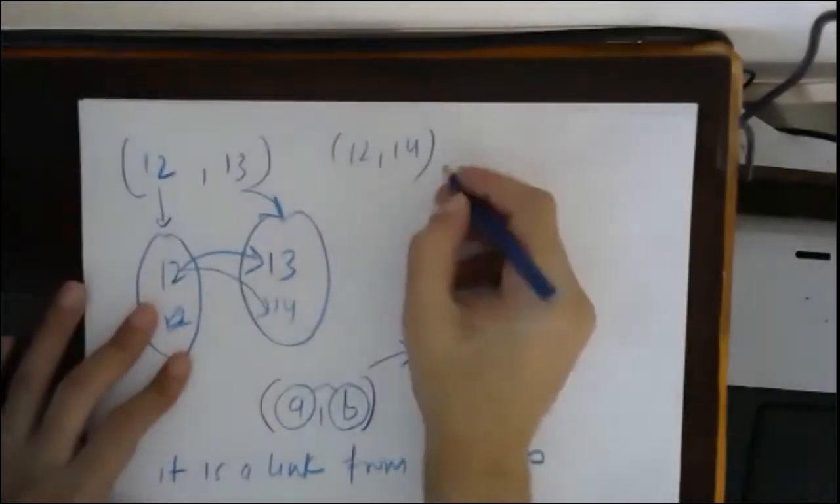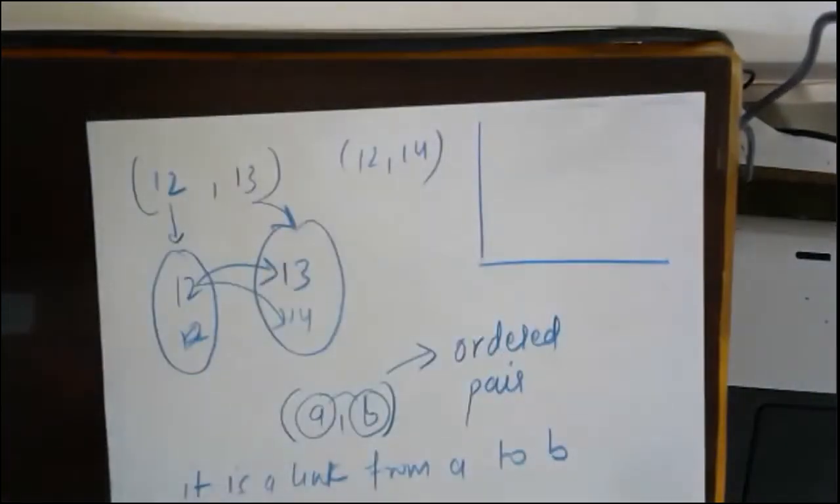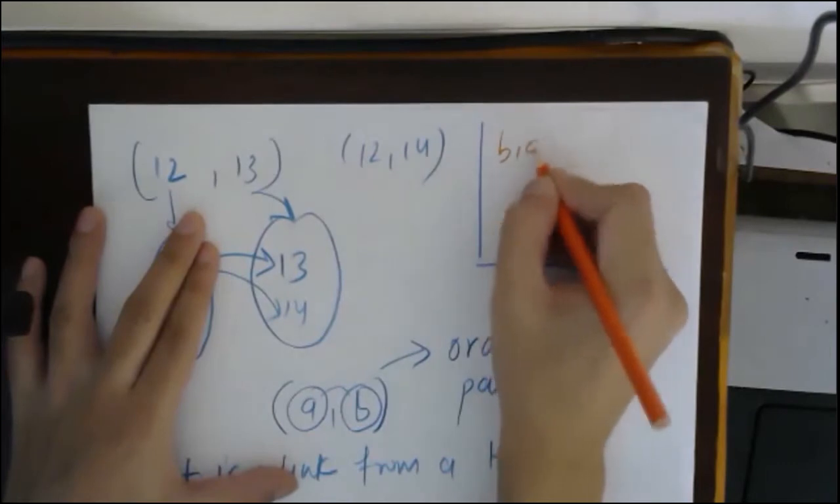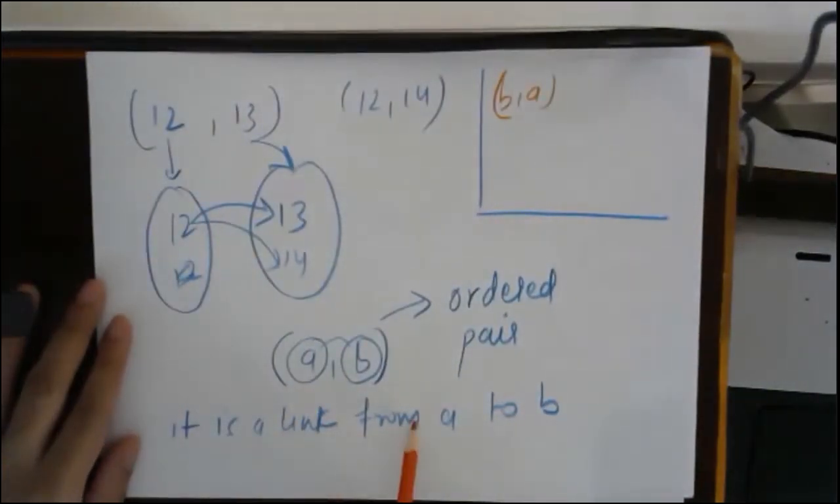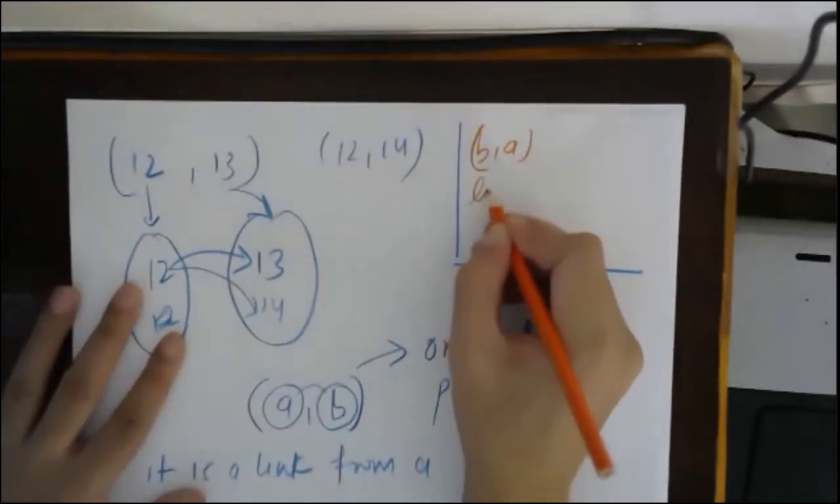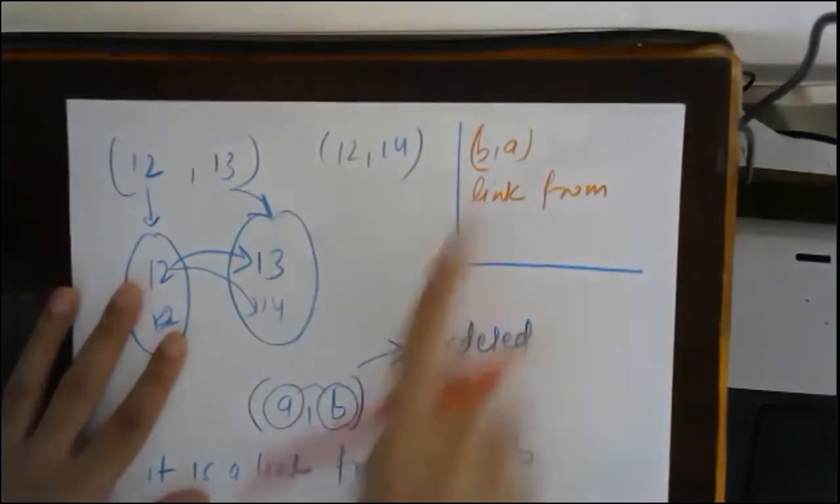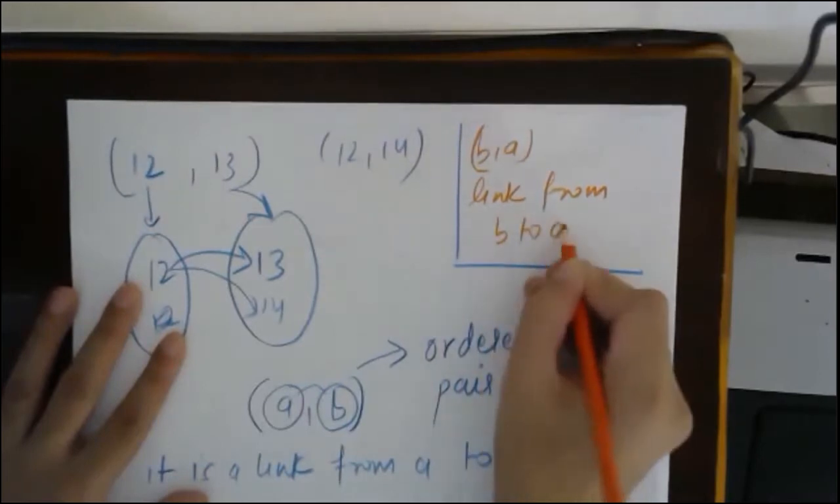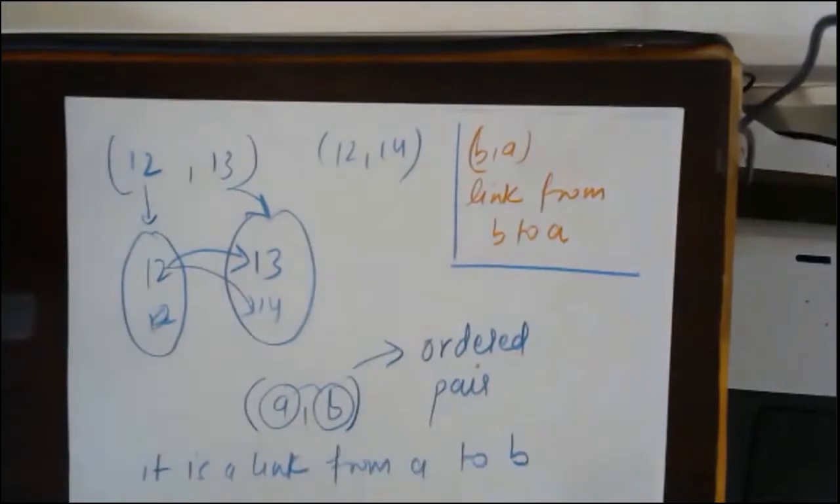Okay, now suppose I write b comma a. Now if this was a link from a to b, what will this be? This will be called a link from b to a. This is a link from a to b, and this is a link from b to a. Understood? Now think about it.